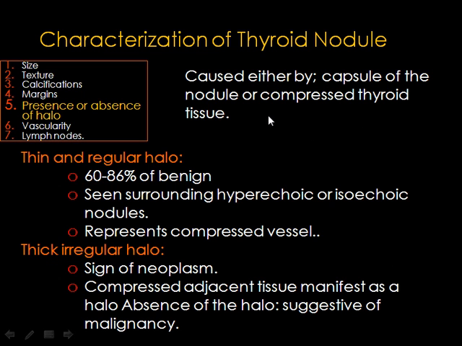The halo is caused either by the capsule of the nodule or by the adjacent compressed thyroid tissue. It may be thin or thick. A thin and regular halo is seen in 60 to 86% of benign nodules and is usually seen surrounding a hyperechoic or isoechoic nodule. It represents a compressed vessel. A thick irregular halo is a sign of neoplasm. It is believed that the nodule is compressing adjacent tissue, and because of the lazy nature of thyroid cancer, this tissue manifests itself as a halo surrounding the carcinoma. Absence of the halo is more suggestive of malignancy.